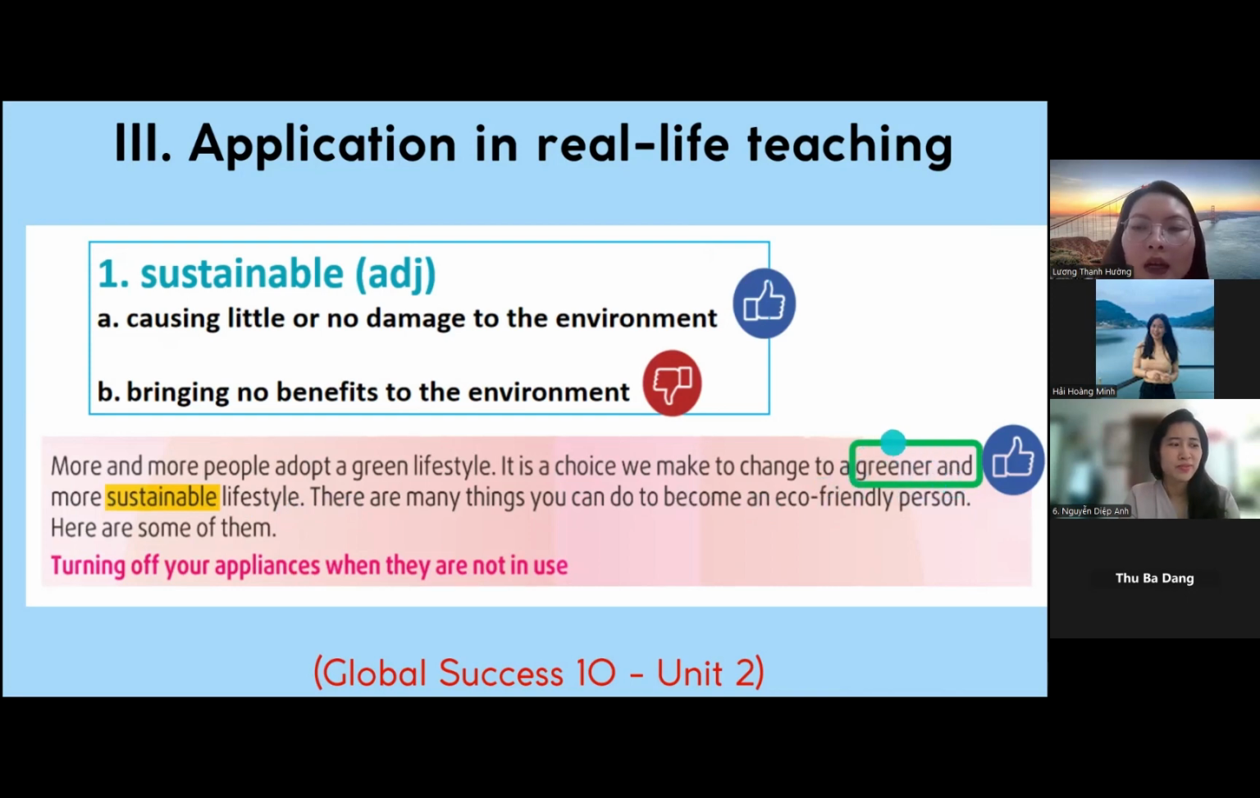So if the students see the word greener here, they can also guess that the word sustainable is a kind of positive word, right? So in the 2 options of the answer, we have the option A, causing little or no damage to the environment. This is a positive meaning. And the option B, bringing no benefits to the environment, is quite negative. So basing on the context, the students can guess that the word sustainable is something quite positive, and they can choose the correct option, which is A.